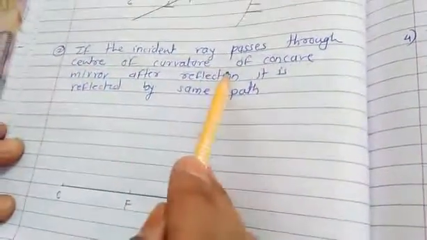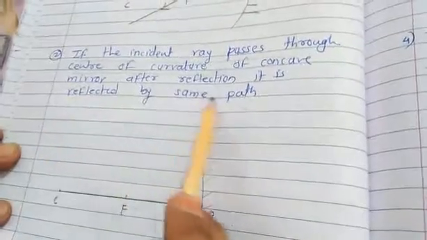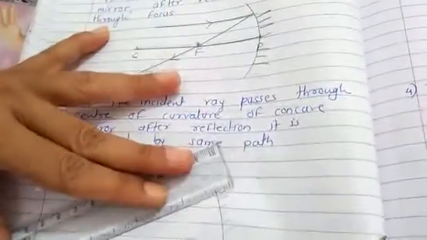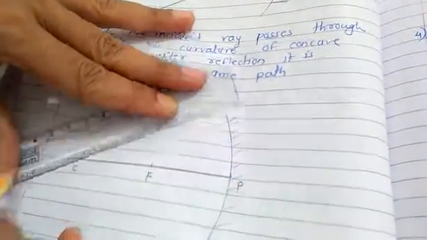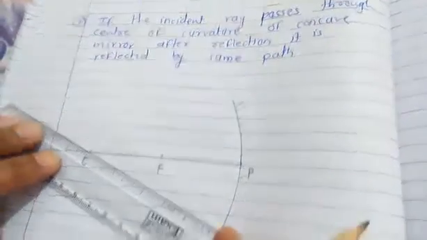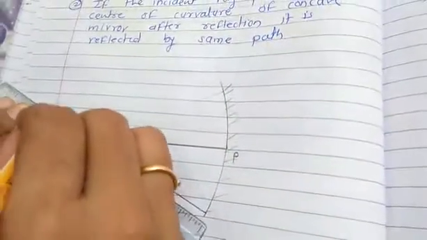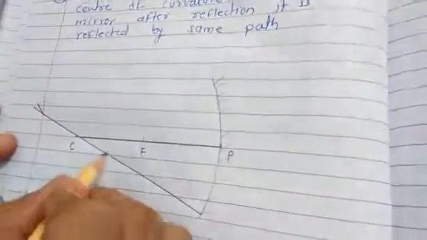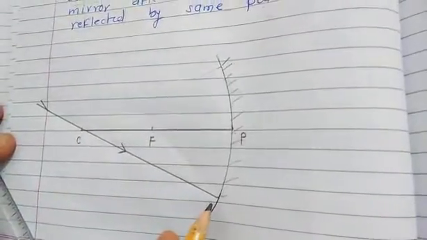See, if the incident ray passes through the center of curvature of the concave mirror, after reflection it is reflected by the same path. Means if we draw the incident ray passing through the center of curvature, this is the incident ray. You can draw like this or like this. Anyway, the incident ray passes through the center of curvature, and it strikes on the mirror.